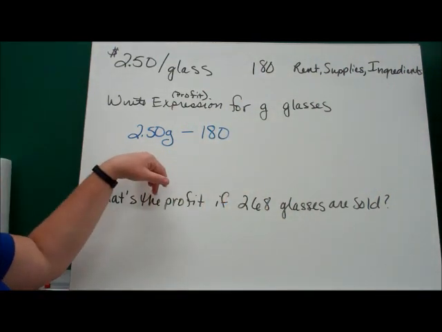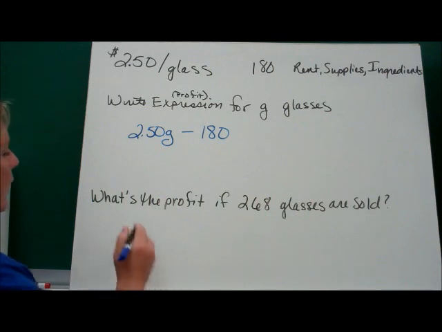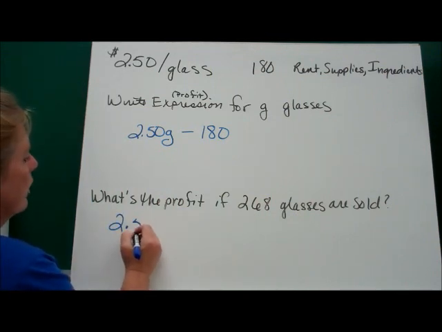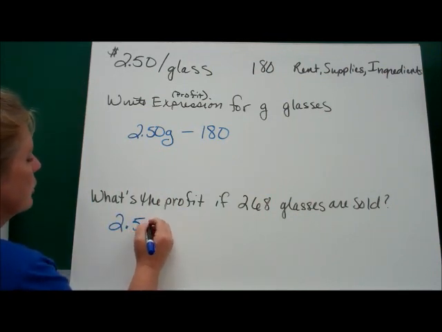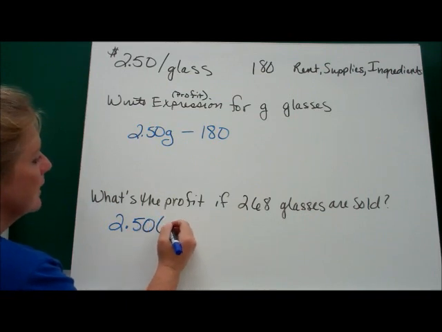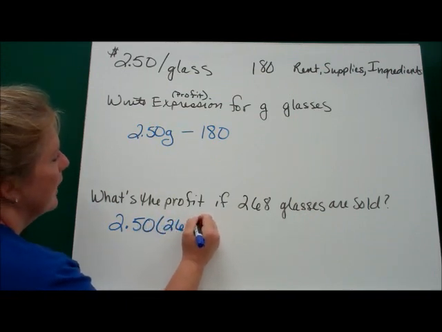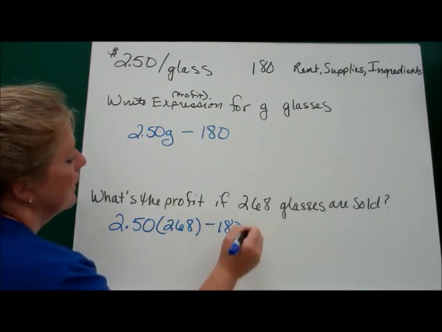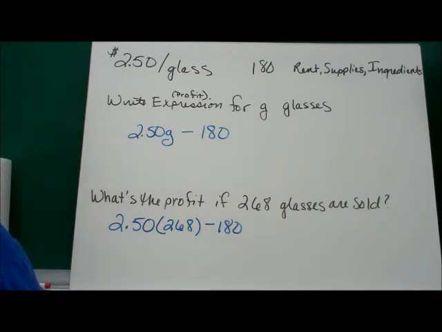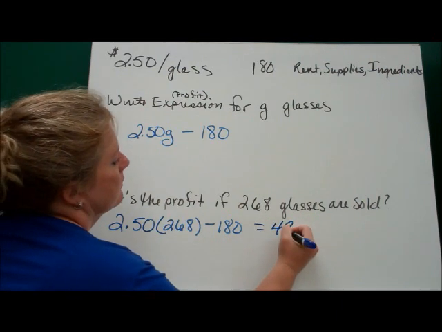Now we're going to use this to calculate the profit. So $2.50 times 268 minus 180. Okay, this I have no problem with you grabbing your calculator and using it. 2.5 times 268 minus 180, $490.